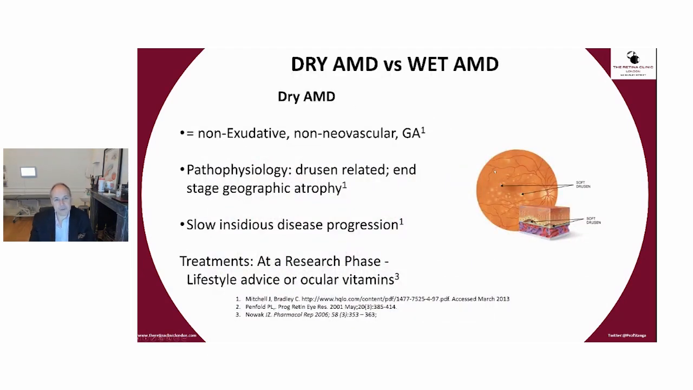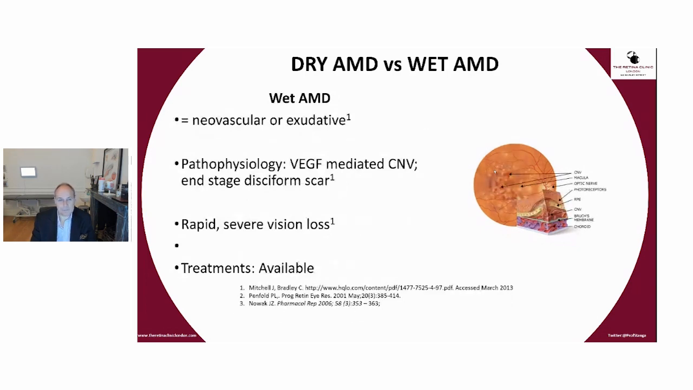Let's compare dry versus wet AMD. Dry AMD is also called non-exudative, non-neovascular, or geographic atrophy at the advanced stage. The pathophysiology is drusen-related, and the end stage is geographic atrophy. It is a slow, insidious disease. The treatments at present are at the research phase. There's lifestyle advice and ocular vitamins, of course.